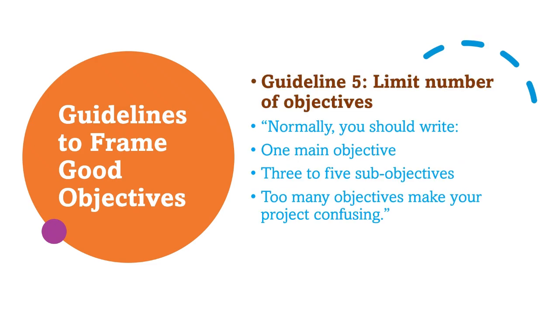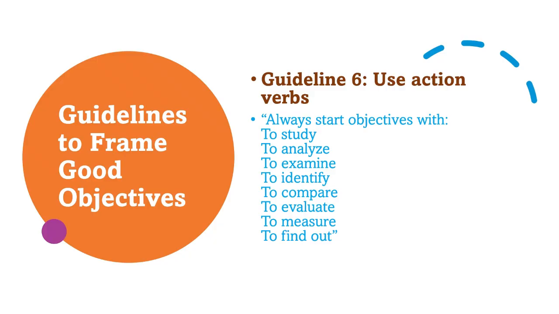The next point: how many objectives should there be for my project? Generally, you should write one main objective and 3 to 5 sub-objectives. Too many objectives make your project very confusing, so limit the number of objectives.